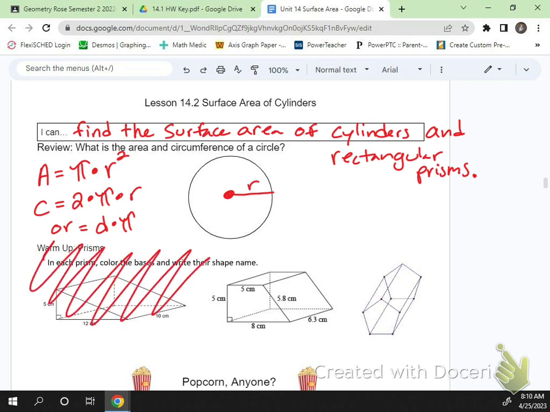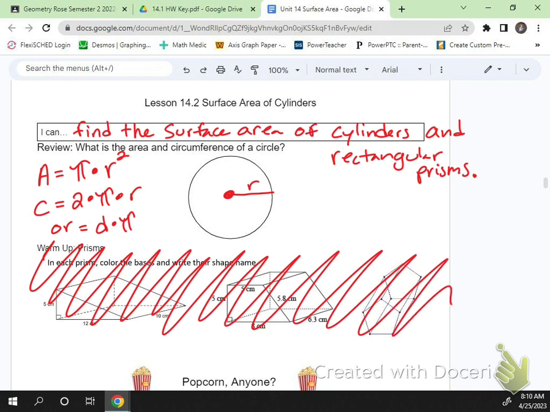We're short on time. We did the nets, so we're going to scratch this for now. We did the folding with the nets. We also looked at that yesterday. So today when we get into cylinders, we're going to need to use the area of a circle.